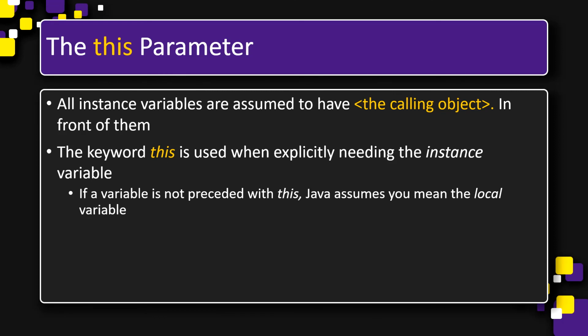Instance variable means that it belongs to the class, is the one that you declare outside of your methods in the class that belongs to the entirety of the class, and the local variable is the one that belongs to a particular method. So keep that in mind. Using the keyword this is really important for being able to distinguish between an instance variable and a local variable, as well as being able to do this calling object dot syntax that I mentioned earlier.